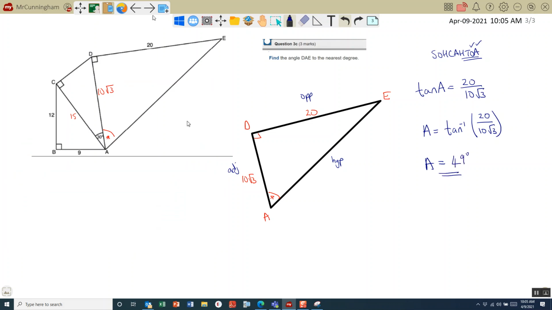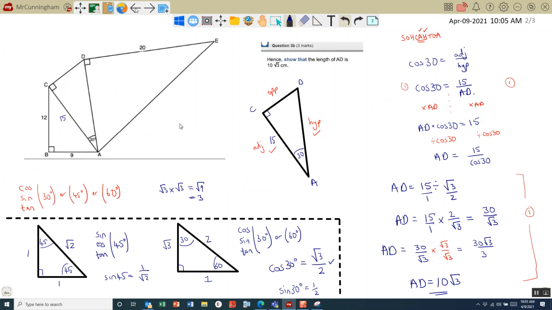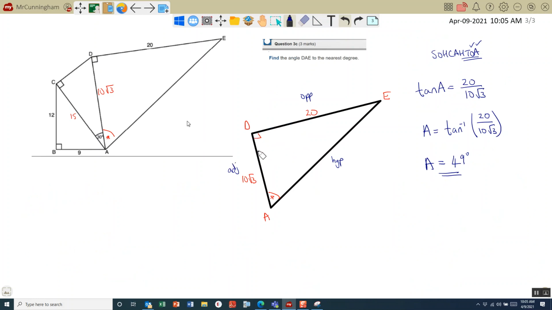So even if you did not answer part B, even if you could not do this, you should be able to get most of the marks for it. You can still do this part because they give you this side length, and they give you this side length, so you can work out this angle just by using trig. If you have any questions about question 3, just give me a shout. Happy to help.